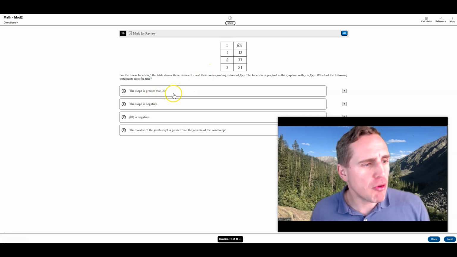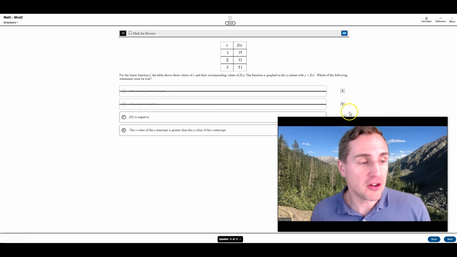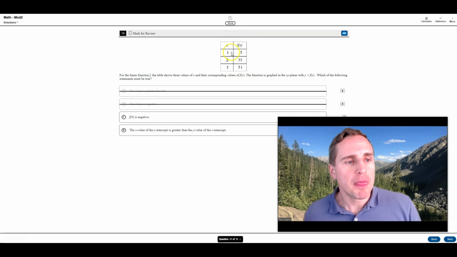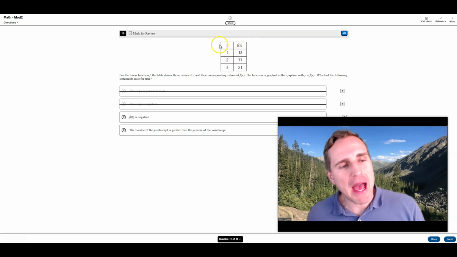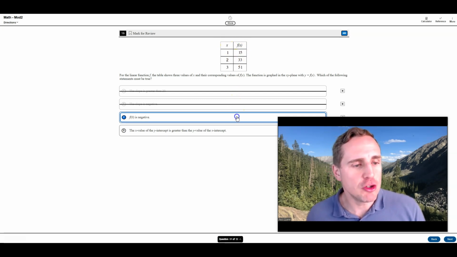So is the slope greater than 20? I'm going to say no. Is the slope negative? I'm going to say no. It's an increasing function. Is f of 0 negative? Now, I believe that's actually true, because if I was to increment backwards by 1, I'd get to x equals 0, I'd subtract 18, I'd get to negative 3. So I do believe that f of 0 is negative.